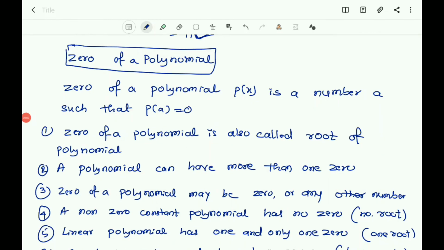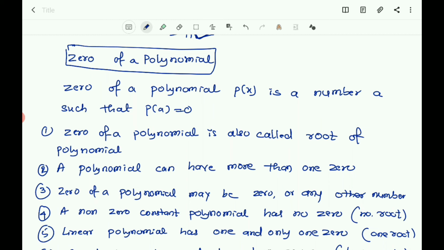The next concept is the 0 of a polynomial. So what is the 0 of a polynomial? The 0 of a polynomial p of x is a number a such that p of a is equal to 0. If p of a becomes 0, then a is called the 0 of the polynomial. So the 0 of a polynomial is also called the root of the polynomial.